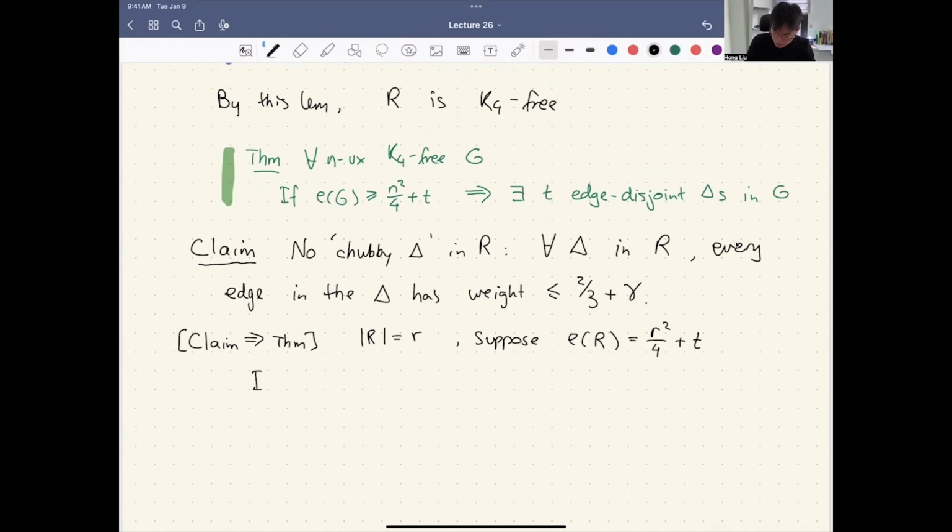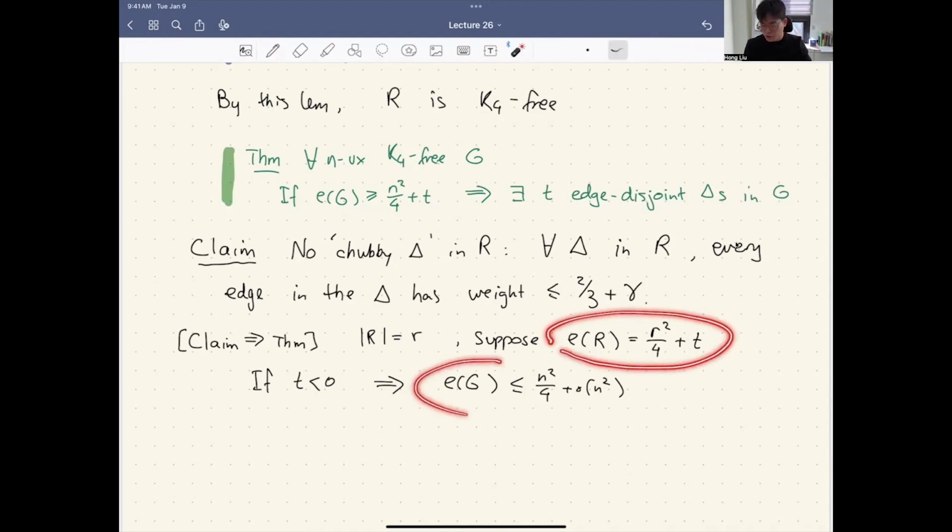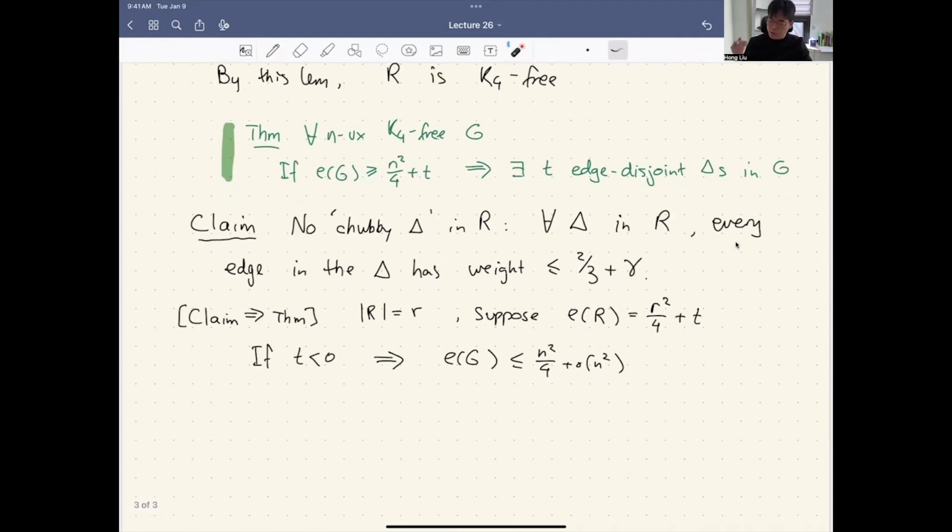If t is negative, we're done already, because this would imply e(G) is smaller than n squared over 4 plus little o of n squared, if you apply the right constants. Essentially, the edge density of R is similar to the edge density of G if you forget about the weights, if you view R as just a graph, not a weighted graph. Good. So we may assume t is positive.